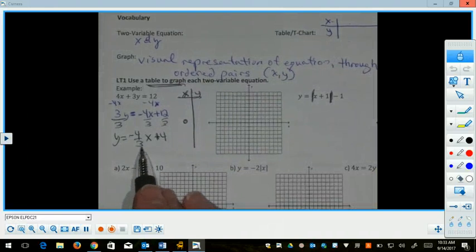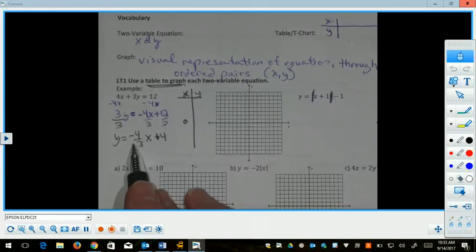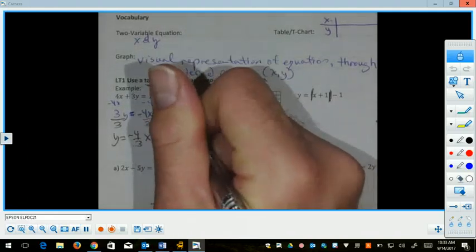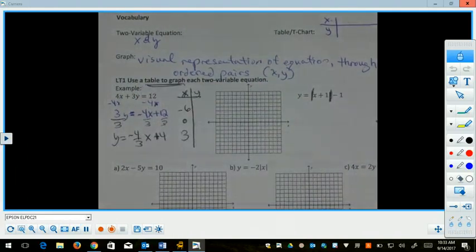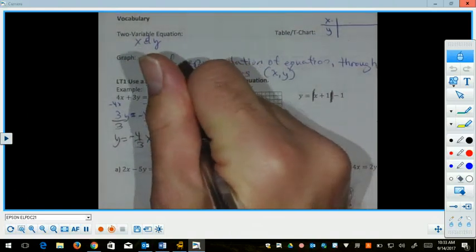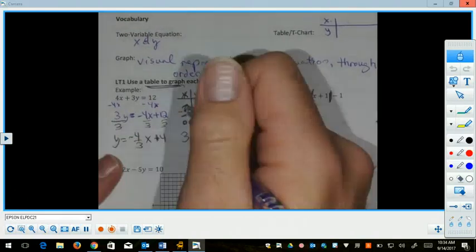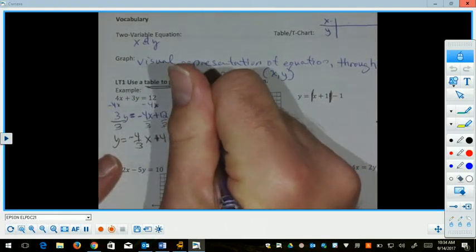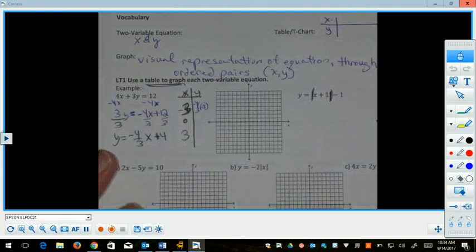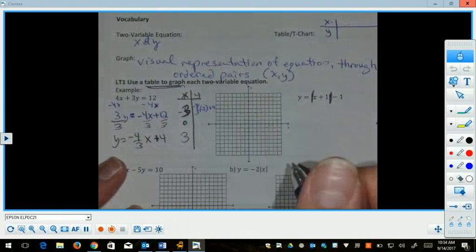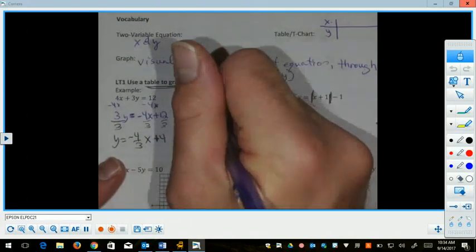Looking at this denominator, what should I pick as my numbers that I'm gonna put in? Something divisible by 3. So I could do 3 and negative 3, or I could do negative 6 and 6. Actually, I'm going to do negative 3 and 3. It's just easier. But yes, we want something divisible by 3, just to make it easier, so we're not dealing with fractions. When you put negative 3 in, we have negative 4/3 times negative 3. That's going to be positive 4, plus 4. So positive 4 plus 4 is going to be 8.